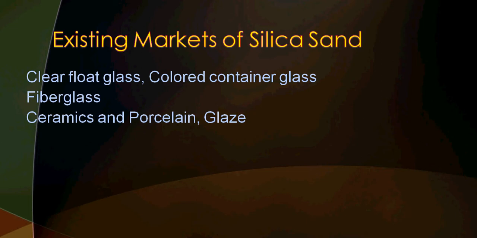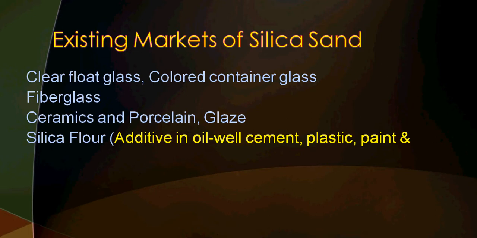Ceramics, porcelain and glazes. Silica sand produces silica flour, and silica flour is used in ceramics, porcelain and glazes. Then silica flour has other uses. The most important use in Saudi Arabia is as an additive in oil well cement. Silica flour is also used in plastic, paint, coating, and rubber as filler.